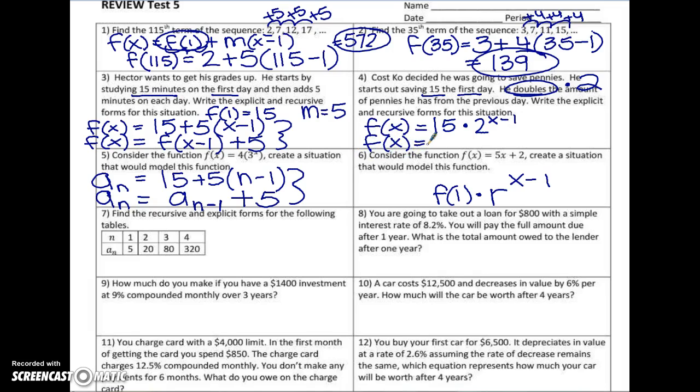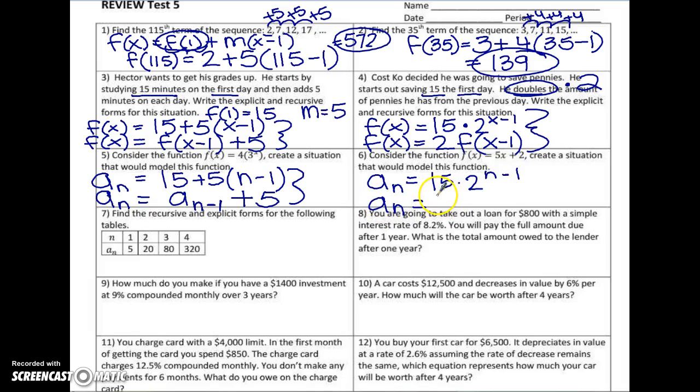Then for recursive, I am multiplying by 2, and we're going to put that first. I times 2 to the previous term. And that's how I write it, 2 times the previous term. If I want a sub n for this same problem, it would look very similar. I would do 15 times 2 to the n minus 1. And if I want recursive, 2 times a sub n minus 1. Both of those ways of writing it are correct.